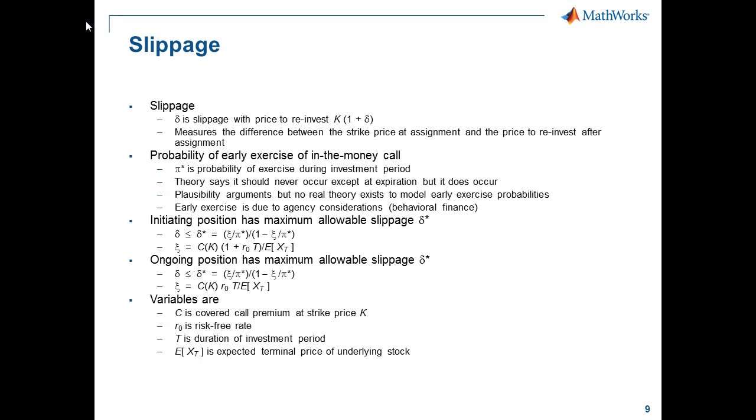The key variable, though, that dictates what slippage is the probability of early exercise. And the theory says that no one, even with American options, would be expected to exercise an option until expiration. The only problem is that it actually does occur, and it occurs quite frequently. There are a lot of plausibility arguments in a number of papers that have tried to argue why this might happen, but it turns out there's no real theory to explain this, and there's no theory to model what early exercise probabilities would be, or how there are actually no empirical papers on this.